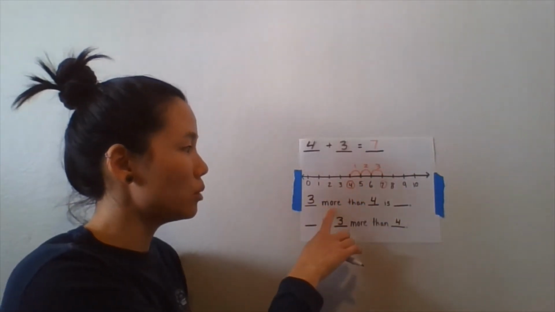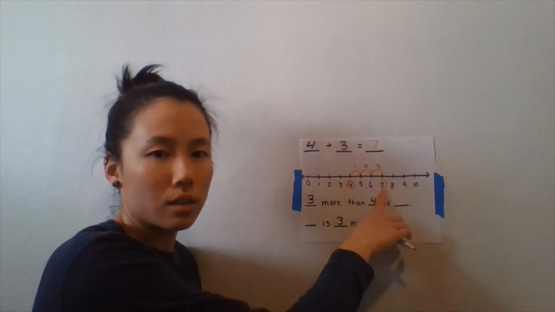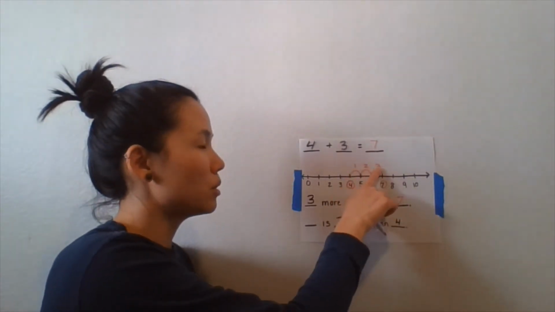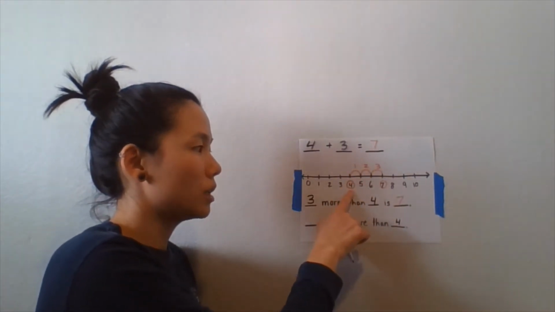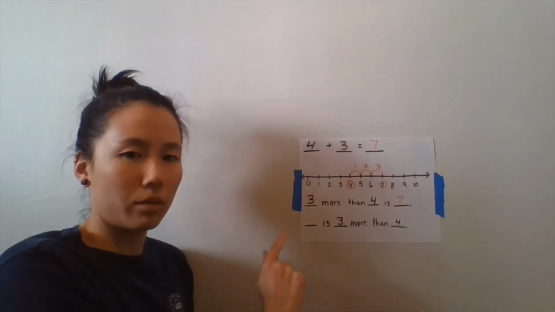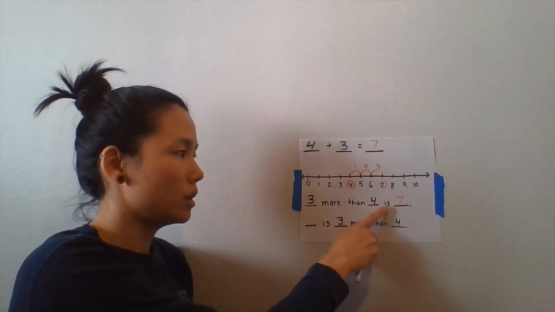So 3 more than 4 is, what's my answer? 7. 3 more than 4 is 7. Okay, can you guys read that with me right now? 3 more than 4 is 7.